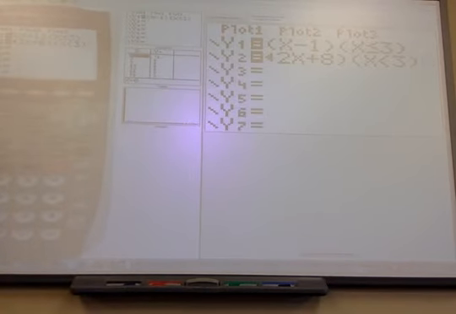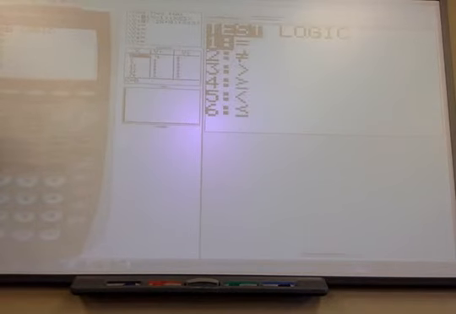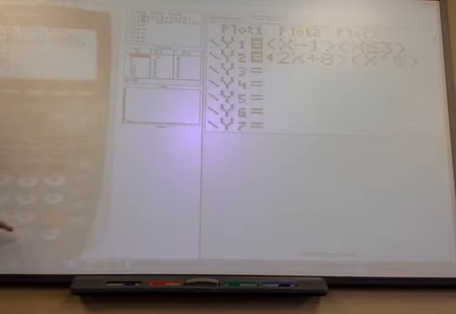Isn't it supposed to be greater than 3, not less than 3? Oh, thank you. You shouldn't talk and punch buttons at the same time. Greater than 3. Thank you.